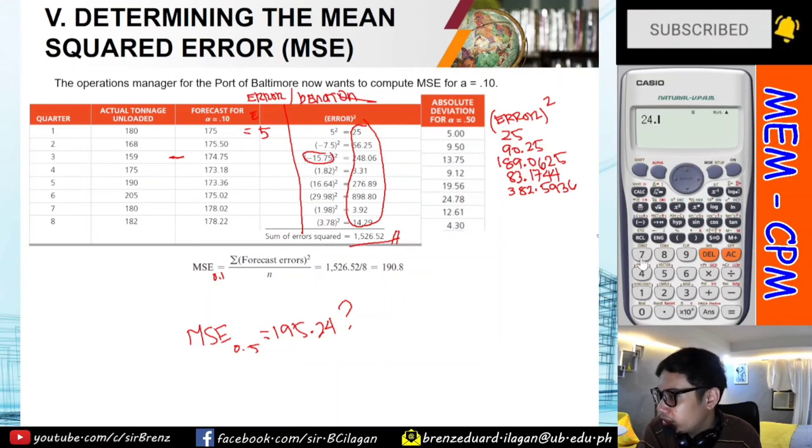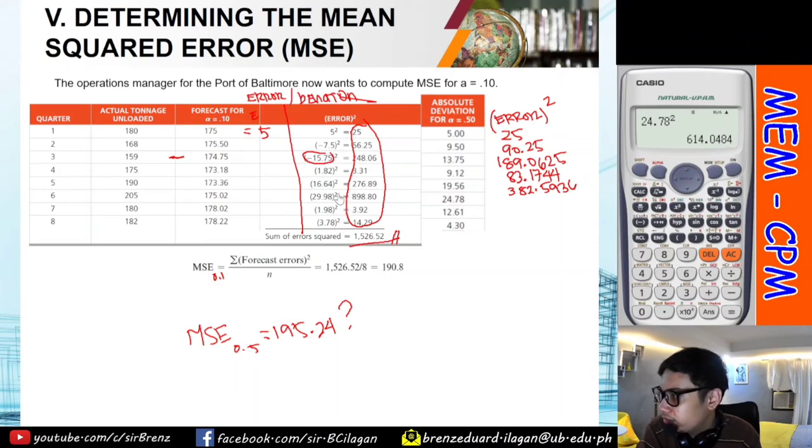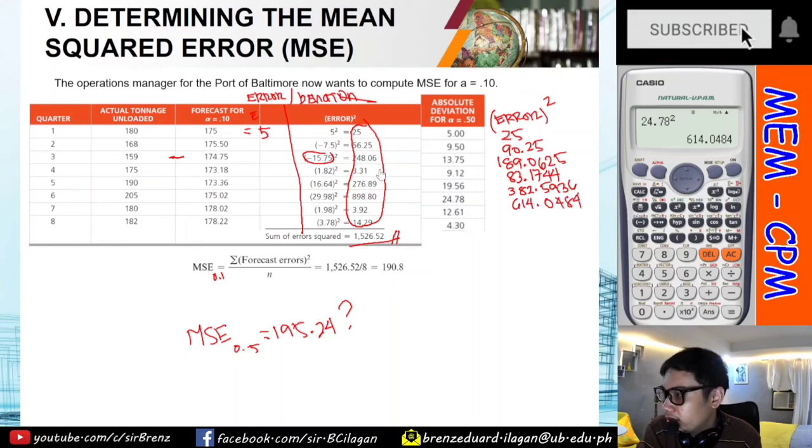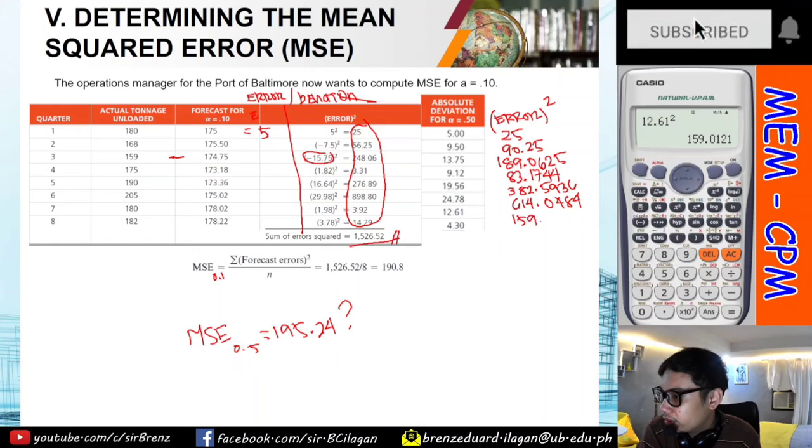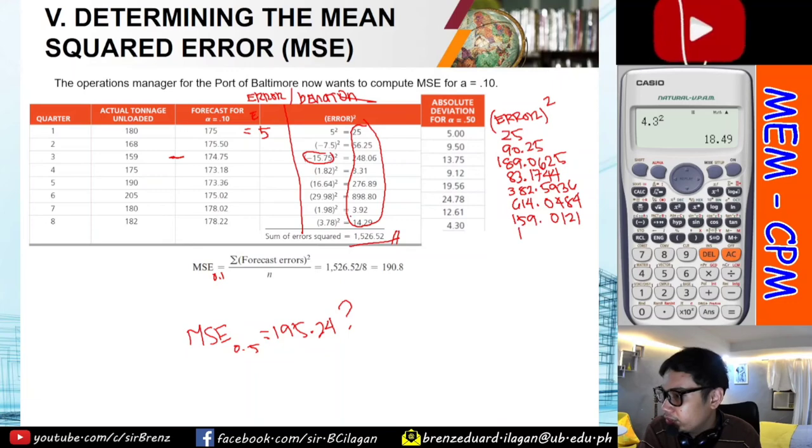And then, anong sinundan? So 24.78 squared. 614.0484. And then 12.61. So 159.0121. And then 4.3 squared. So 18.49. Ayan. So isum lang natin to, guys.